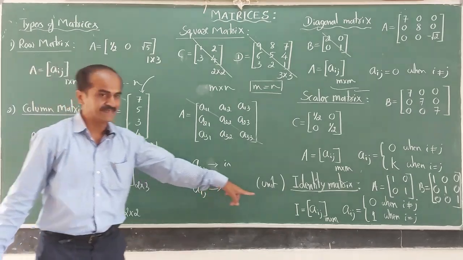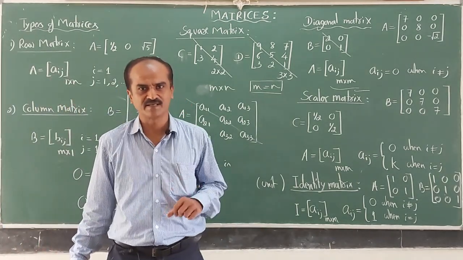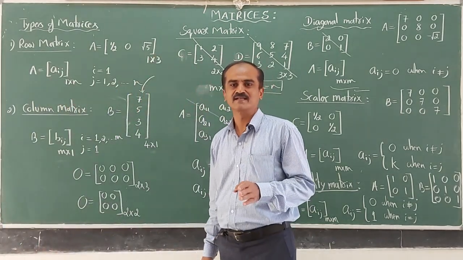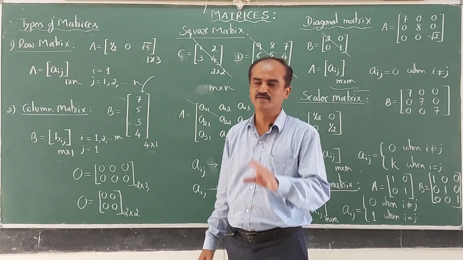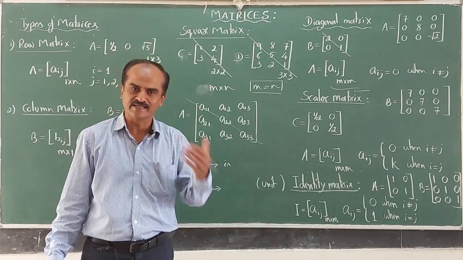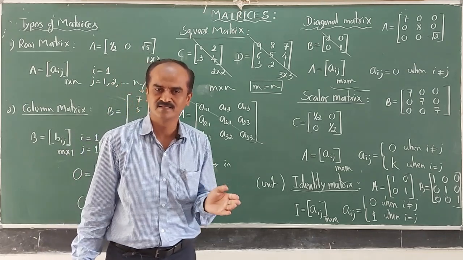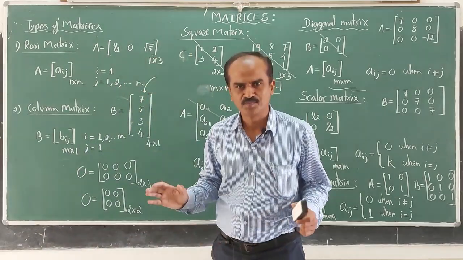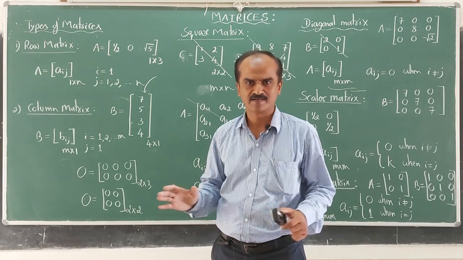Like here, identity matrix is denoted by capital I. Null matrix is generally represented by capital O. Whenever we write capital O, it indicates it is a null matrix. That is, each and every entry of that matrix is zero. I hope types of matrices are clear.